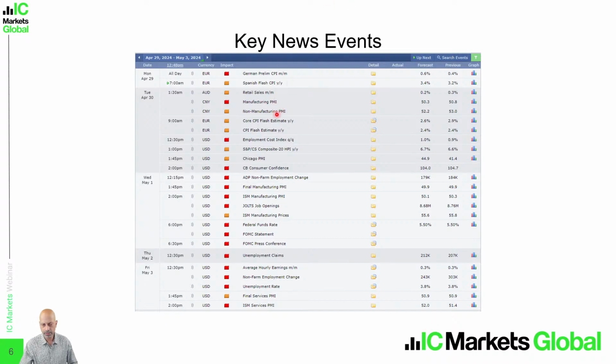Take note, it's a pretty heavy calendar lined up, but do look out for the second half of the week where we've got the ADP employment report, JOLTS job openings, ISM manufacturing PMI, and of course the FOMC press statement and the press conference by Chairman Jerome Powell. And we wrap up the week with non-farm payrolls on Friday as well. So it's a very heavy macroeconomic calendar where we could see a lot of potential catalysts for currency markets as well as commodities.